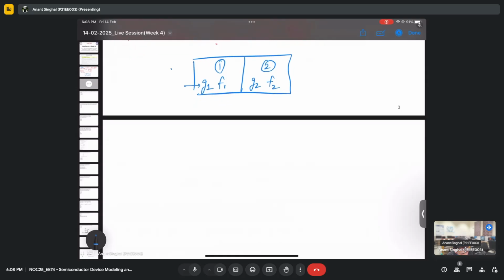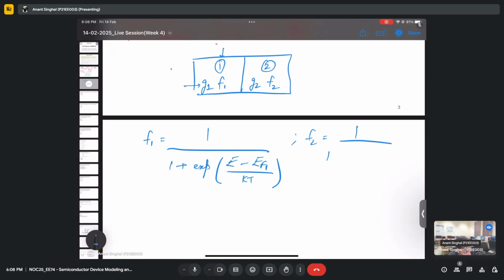So let's say we have two materials. Let's say this is F1. What will be F1? Can anyone tell quickly? 1 upon? Yes, 1 upon 1 plus e to the power of E minus EF1 by KT, where I am denoting the Fermi level for the first material as EF1. And similarly, we have F2, which will be the same, with its own Fermi level, E minus EF2 by KT. So this is what we already know.